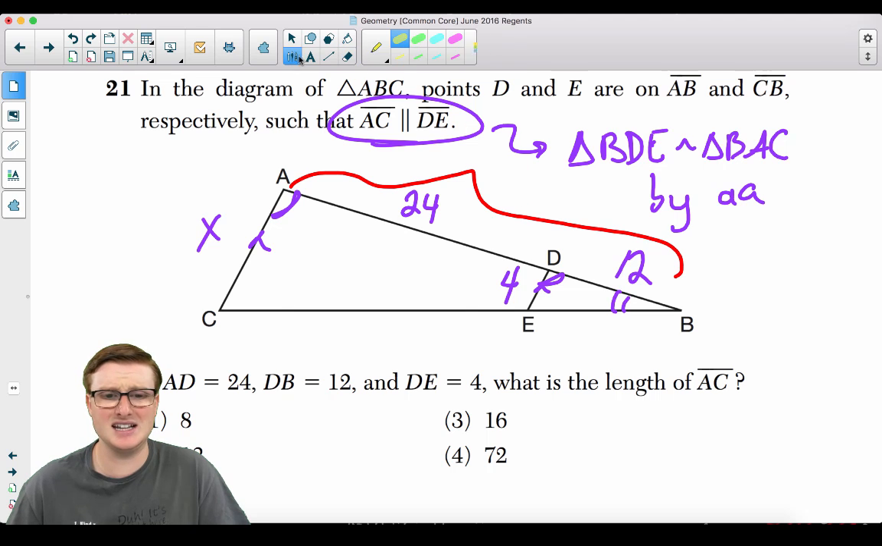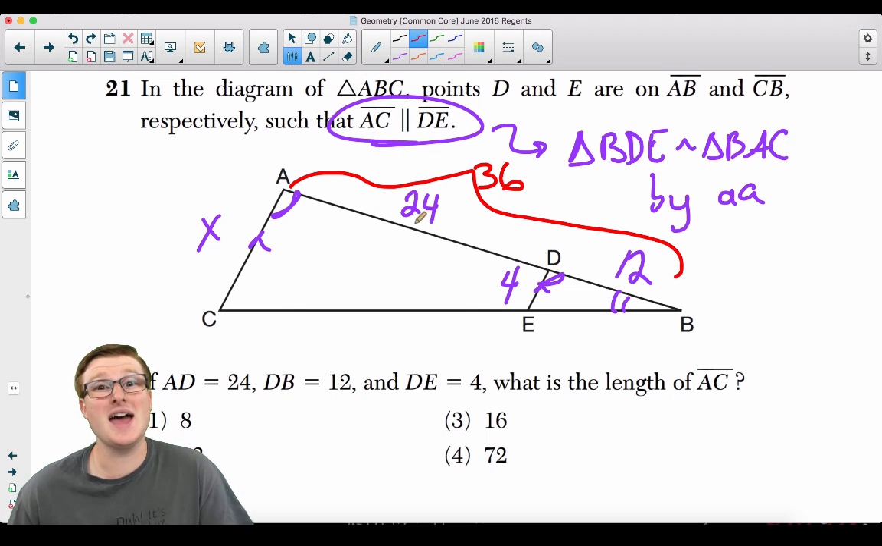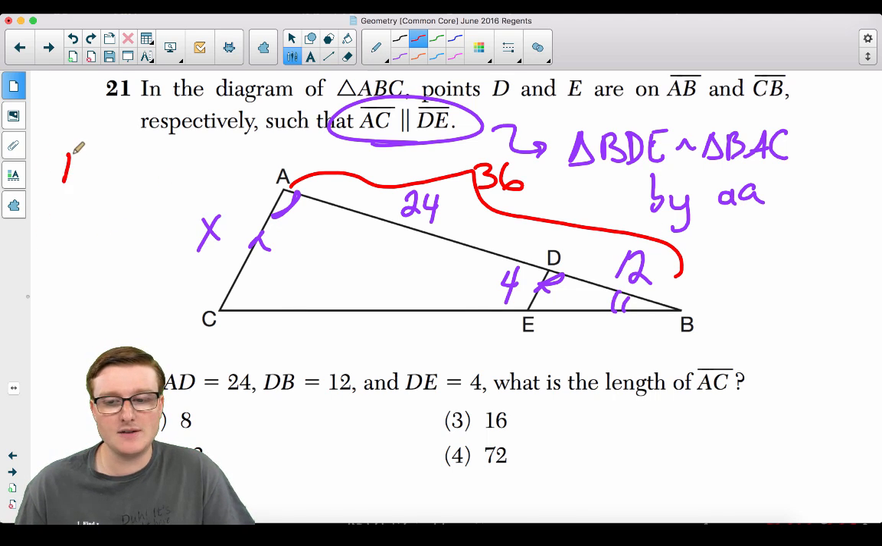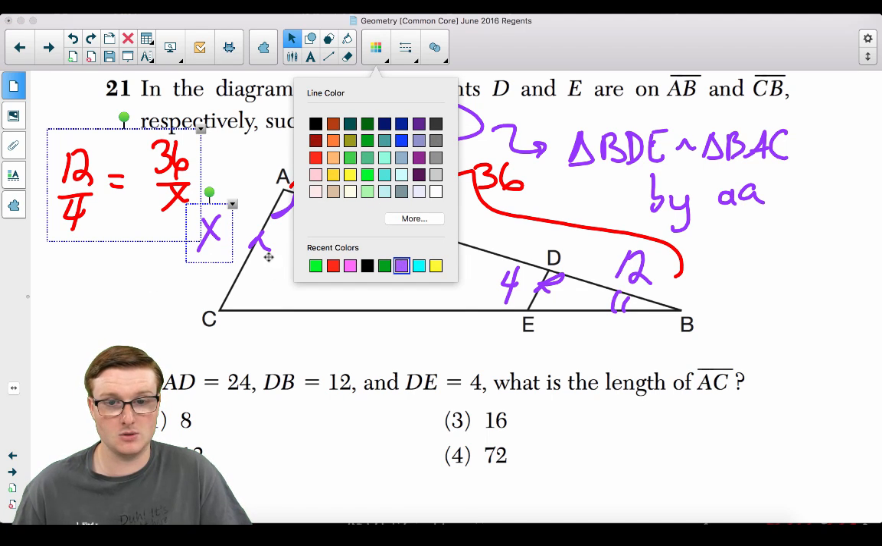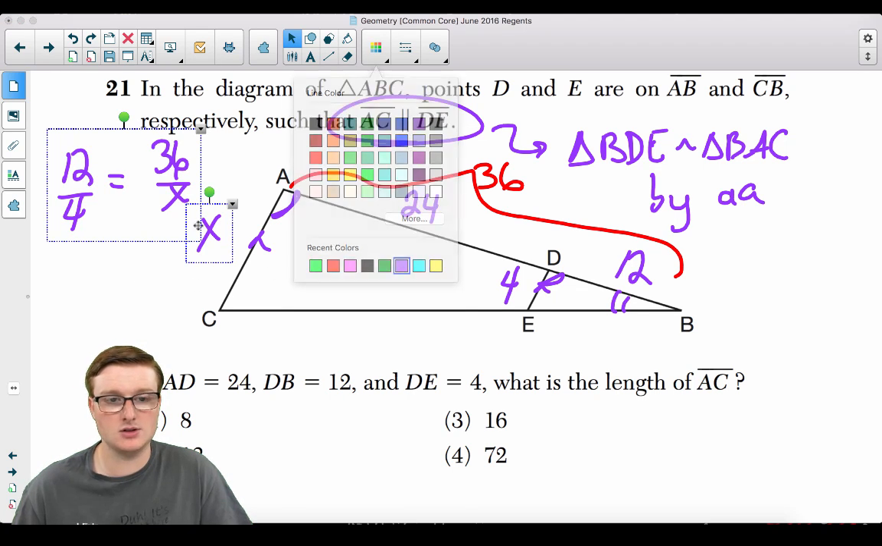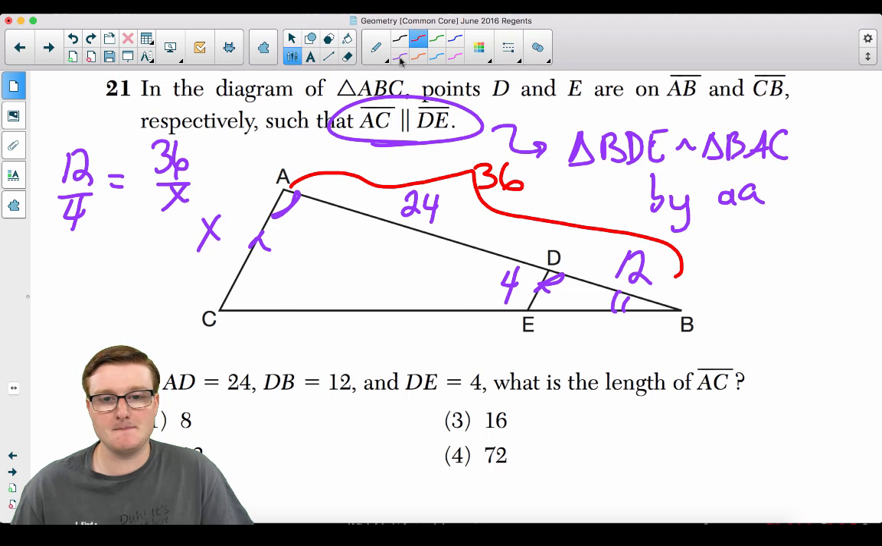I'm sorry, did I say 12? Sorry, I meant 36. You add 24 and 12, which is 36. So now I'm going to set these in proportion. So I have 12 over 4 is equal to 36 over x. This, ladies and gentlemen, is your correct proportion. Okay? So we now are going to cross multiply these. I'm going to zoom out here.